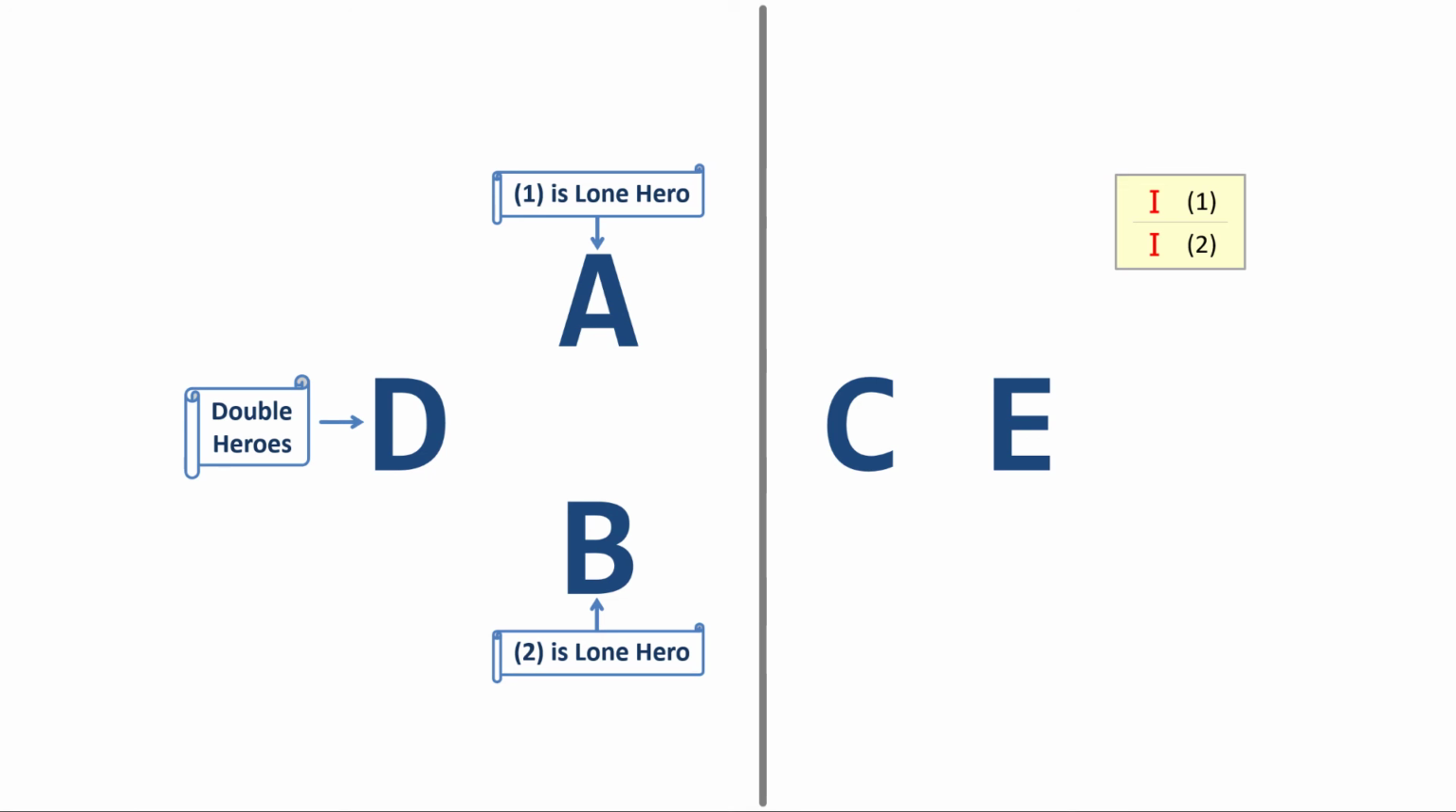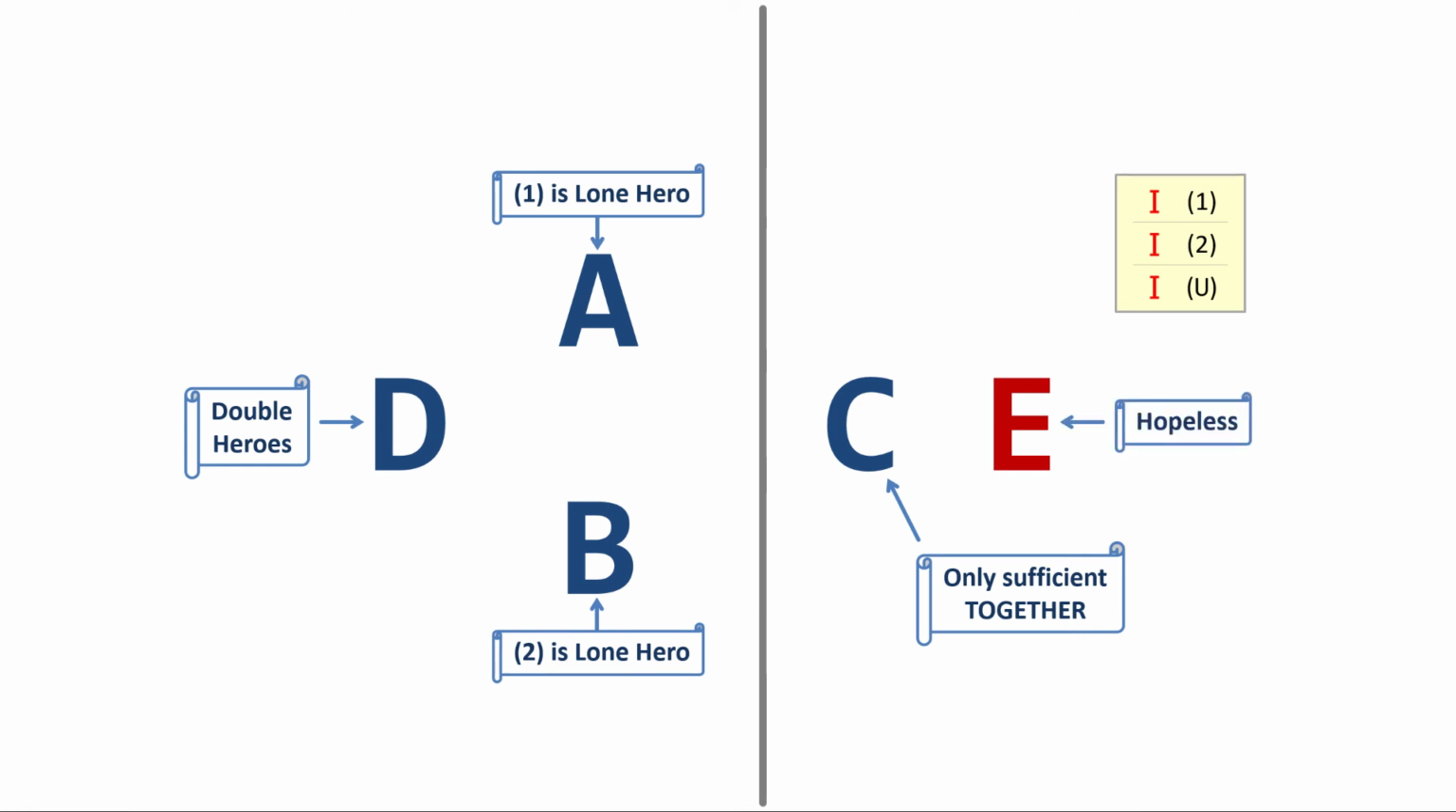To distinguish between C and E, we need to consider the united statement, which is the combination of 1 and 2. C says that 1 and 2 are only sufficient together. That means the united statement is sufficient. In contrast, E says that the united statement is insufficient. So E is where the statements are hopeless.